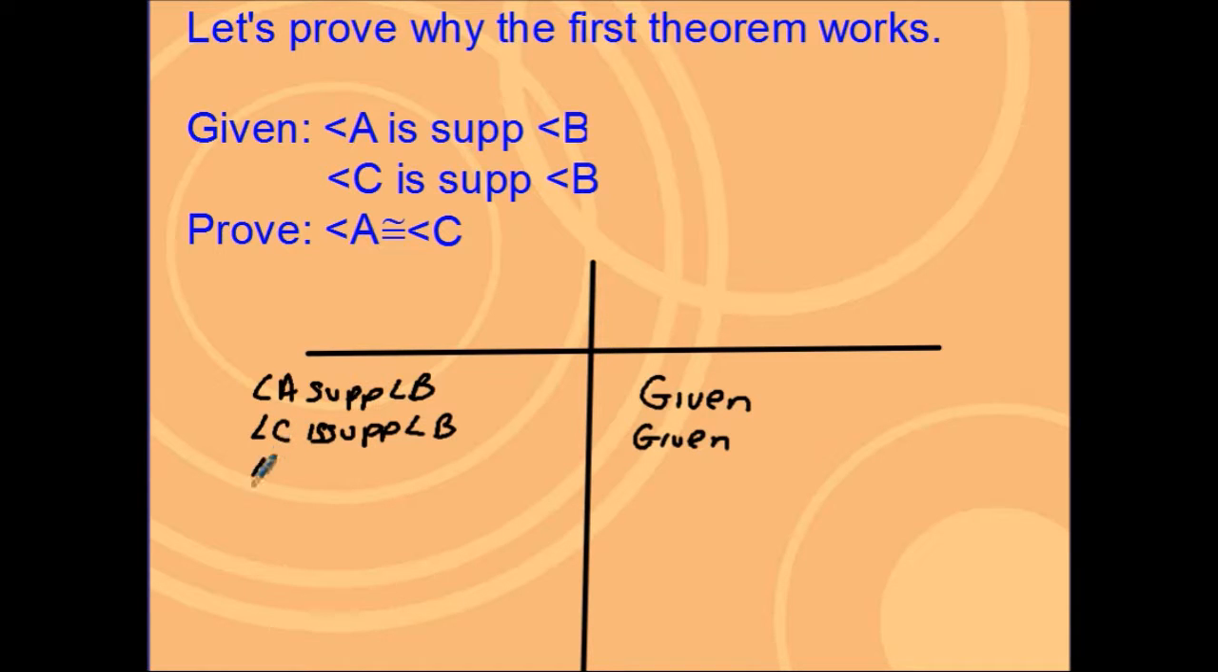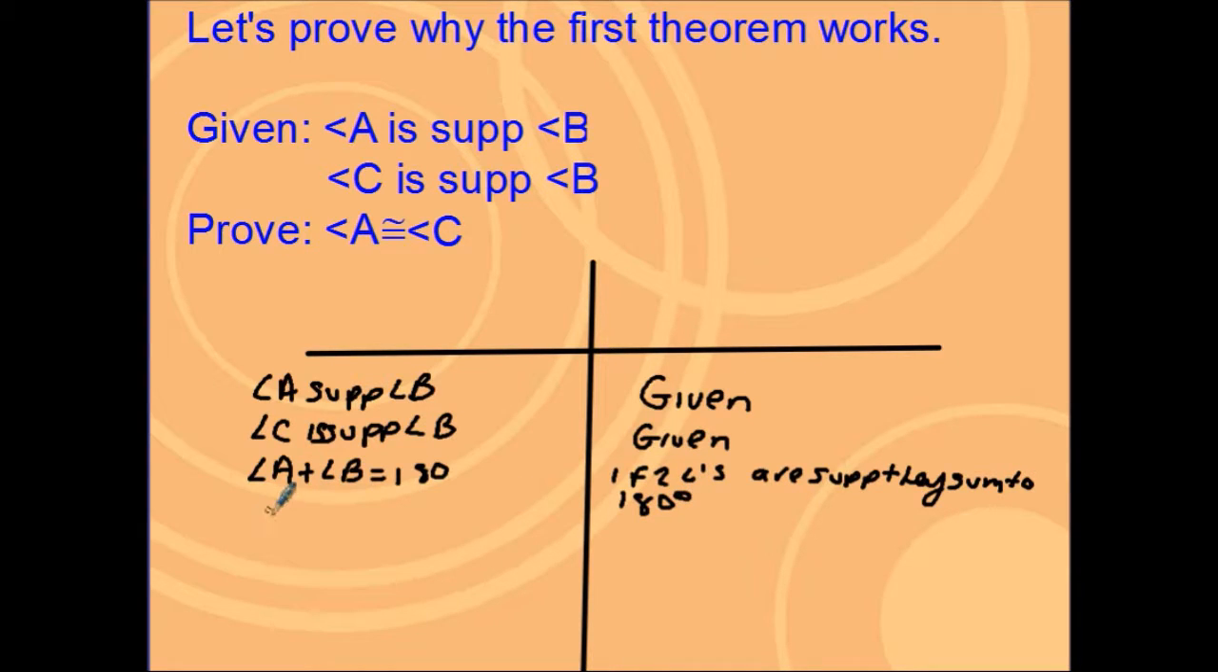Now, what does it mean to be supplementary? Well, it means that when we take the two angles and sum them, they're going to equal 180 degrees. And for our reason: if two angles are supplementary, they sum to 180 degrees. That's kind of a long one to write. Going off of our second one, if we know that C is supplementary to B, then we know that when we sum angle C and angle B, they're also going to equal 180 degrees.